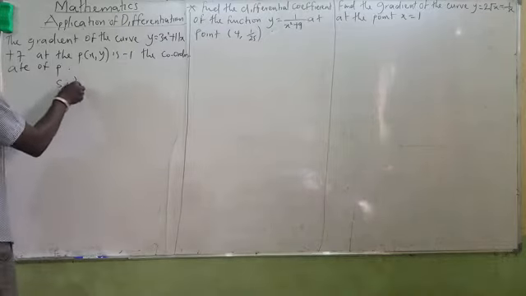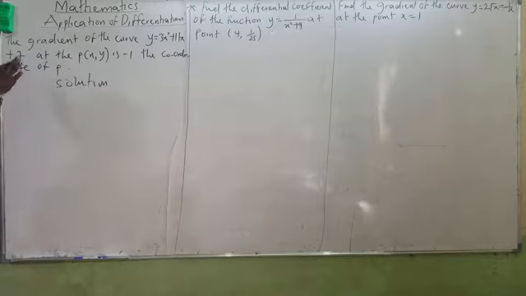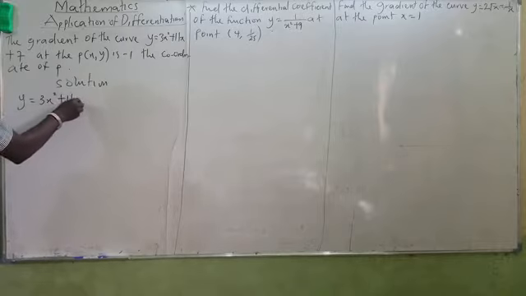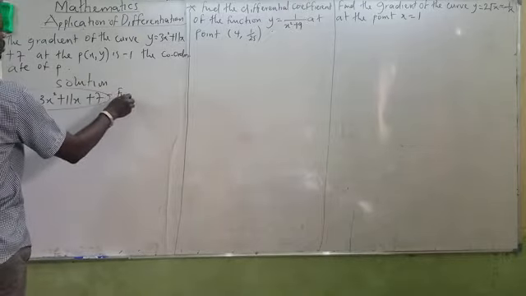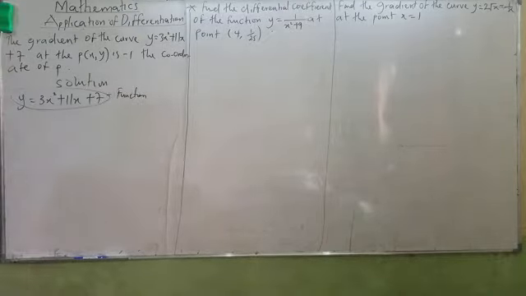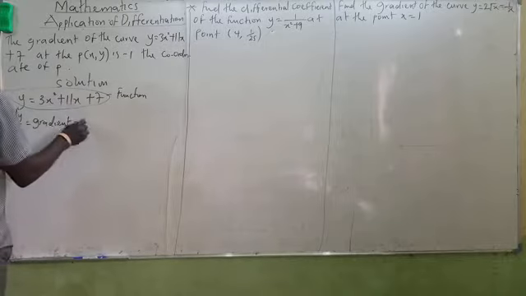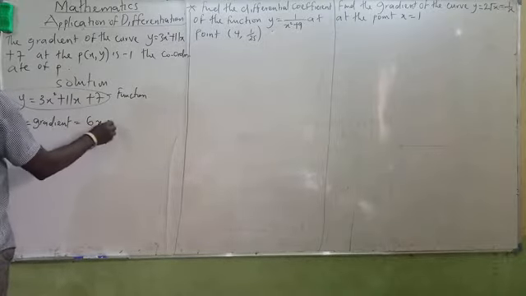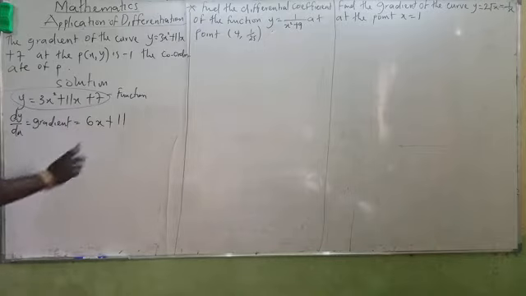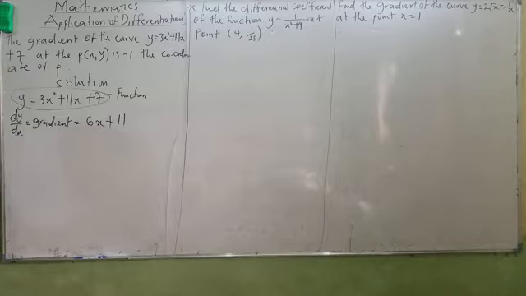Now, solution to this problem. The question says, find the gradient. Now, y equals 3x squared plus 11x plus 7. This is called the function. Now, if I want to turn it to gradient, I will find dy/dx, which is known as the gradient. It will be equal to, drop down the power, 6x minus 1 from the power, plus 11. That is the gradient. Now, after that, the question proceeds further.